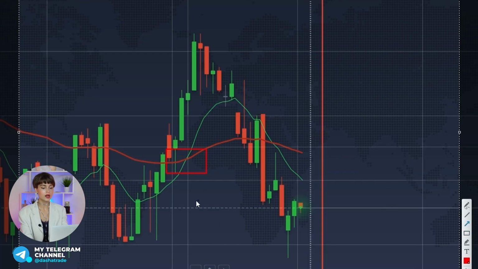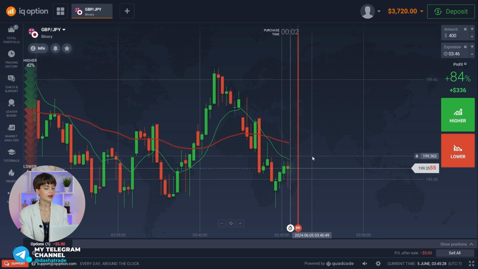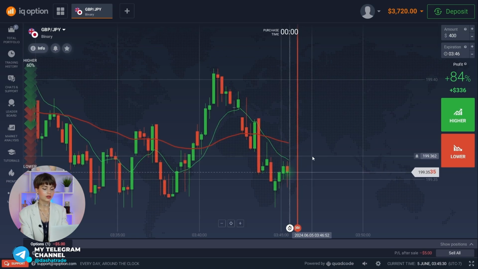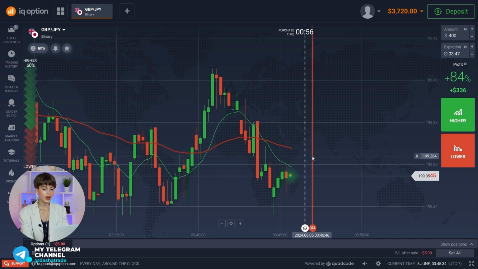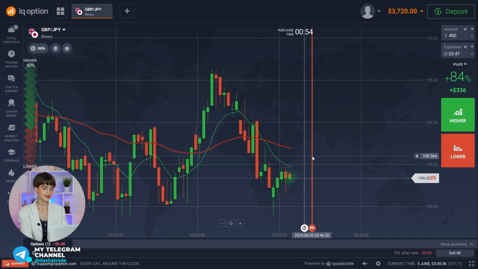So let's see on the intersection example. If the green line intersects the red one from bottom to top, then it means growth. Okay, we enter with higher here. If the green line intersects the red one from top to bottom, then we open a deal with lower. But there are a lot of nuances here as well, which I'm going to tell you about in the process of trading in practice, so you understand it in detail.